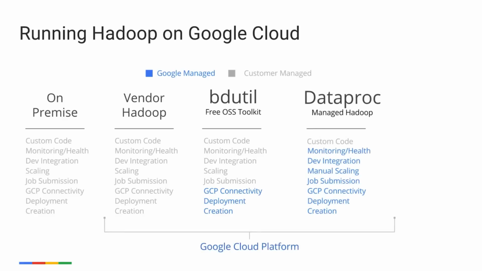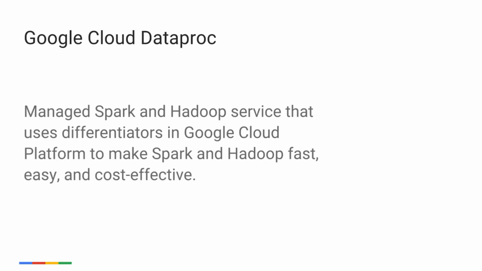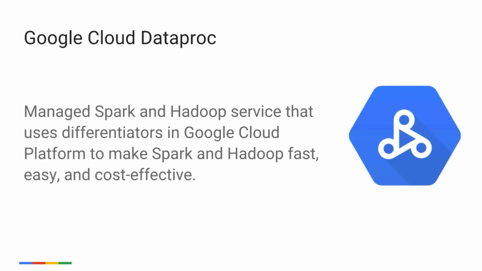Google Cloud Dataproc is a fully managed Apache Spark and Hadoop service that allows you to create Spark and Hadoop clusters and submit work to those clusters in a way that is fast, easy, and cost-effective. Cloud Dataproc is a really neat product in Google Cloud Platform because it brings the power of the Apache Spark and Hadoop ecosystem to the rest of the rich portfolio of Google Cloud Platform products. So let's unpack this a little bit.